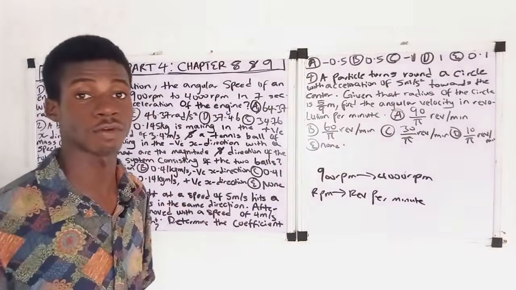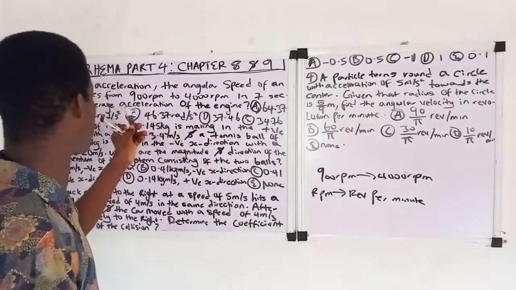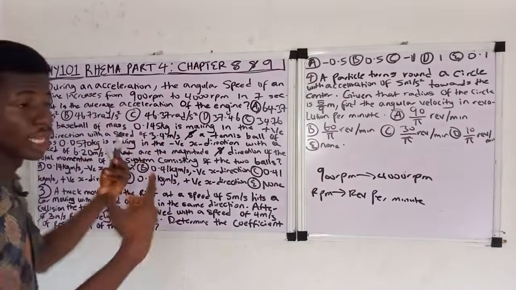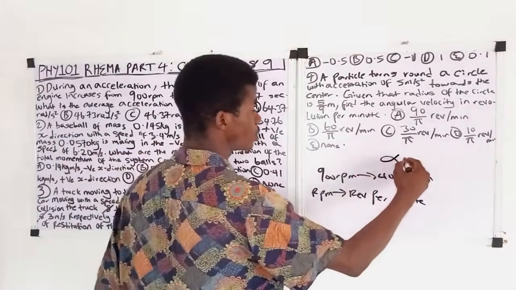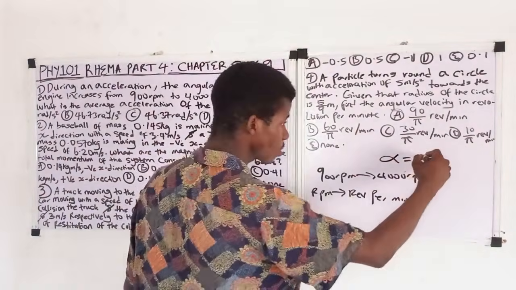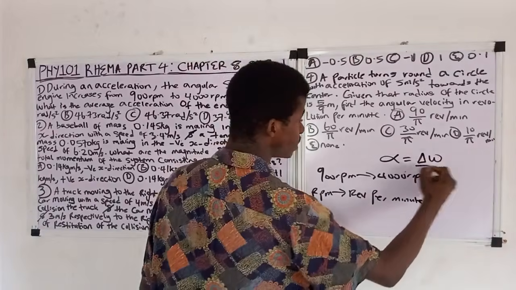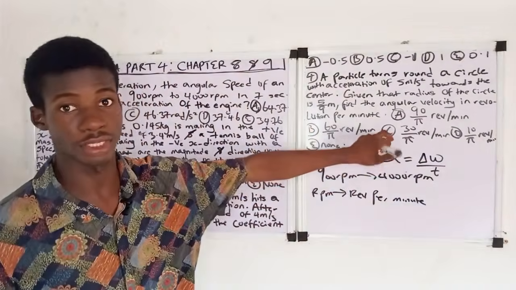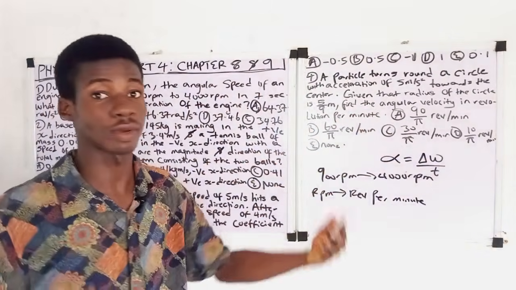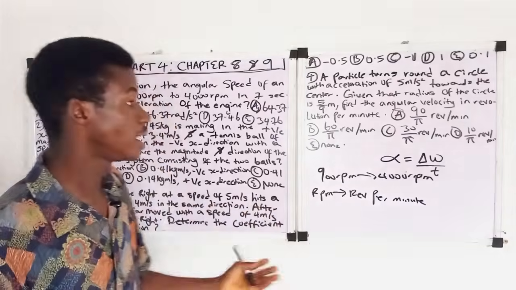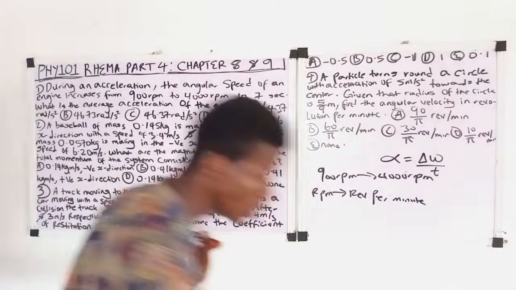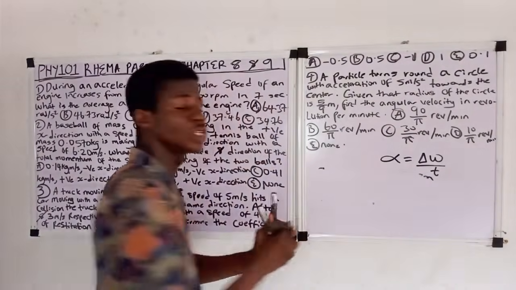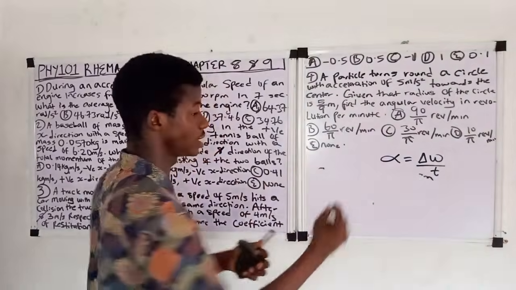Normally, to calculate angular acceleration is very easy. Angular acceleration is equal to change in angular velocity divided by what? Time. So this is the formula for angular acceleration. Angular acceleration is the rate of change of angular velocity with time. We are looking for angular acceleration, so what are we going to do normally?